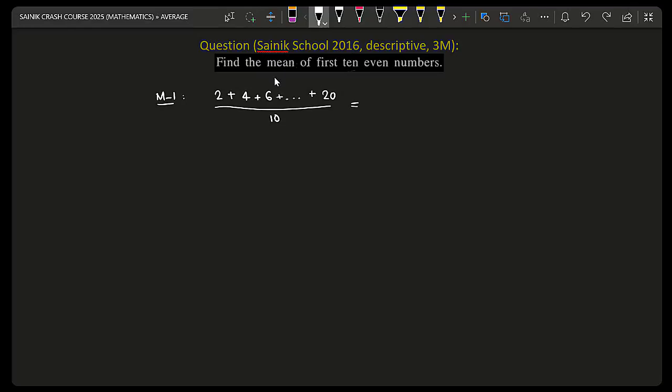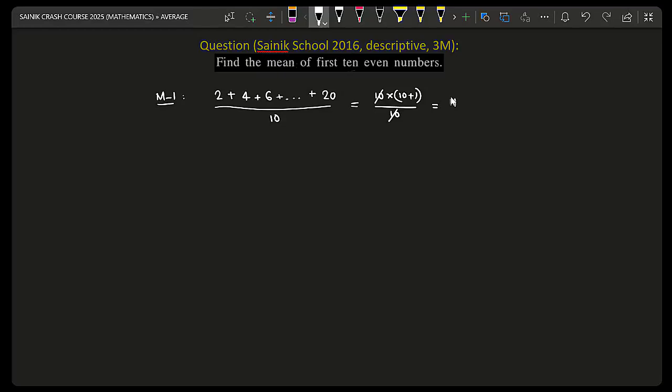Sir, formula. Yes, what is the formula? Sir, n into n plus 1. The sum of the first n even numbers is n into n plus 1. What is the n value here? How many even numbers are there? Sir, 10. So we have to write 10 into 10 plus 1, n into n plus 1, and divided by 10. 10 is already there, so 10 and 10 we are going to cancel, and the answer is 11.